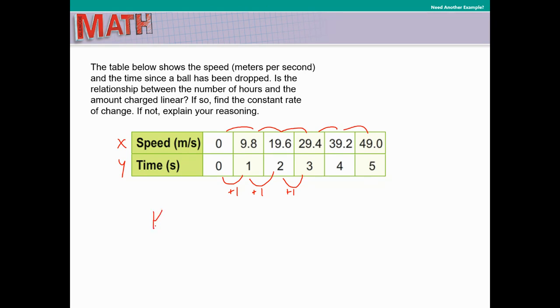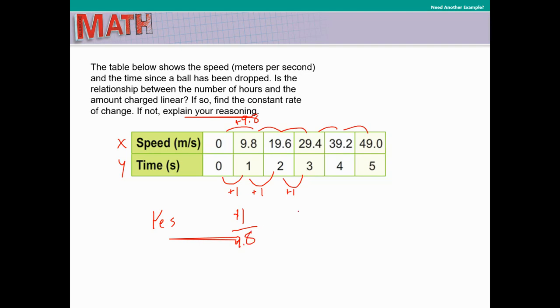You should have said yes. Yes, this is a linear relationship because the ratio is always plus 9.8 over 1. Sorry, plus 1 over 9.8.